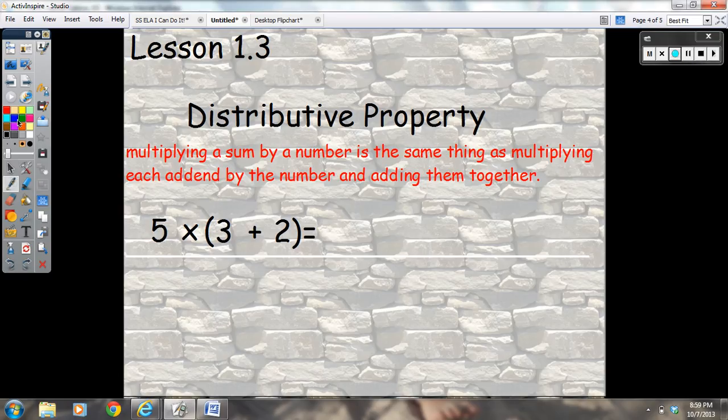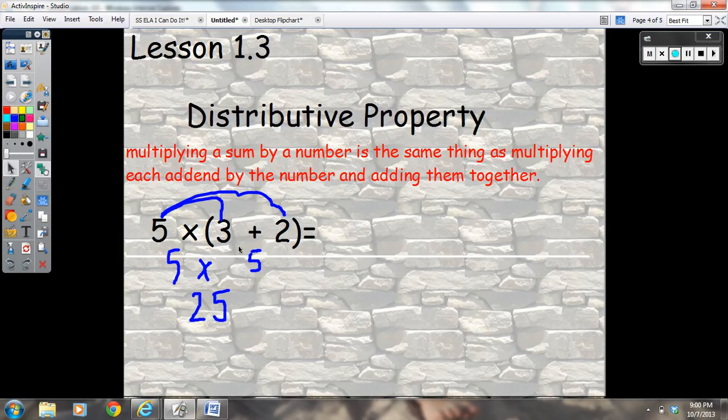So we have 3 plus 2, which would be solved first, equals 5. Now we take that sum and we multiply it by a number, which is the 5, and we get as our answer 25. Now, distributive property says that instead of taking the sum and multiplying it by the number, if we take this number and multiply this number by each add-in, that times that times that, and then we combine them, we add them together, we'll get the same answer. Now watch how this works.